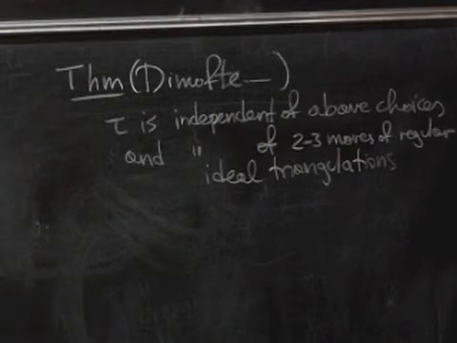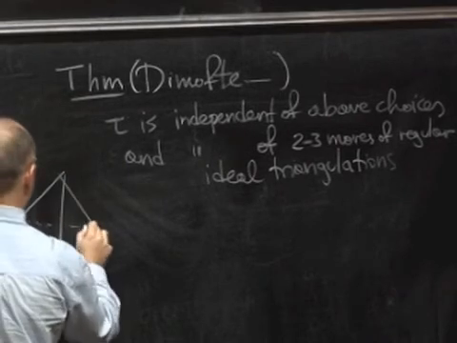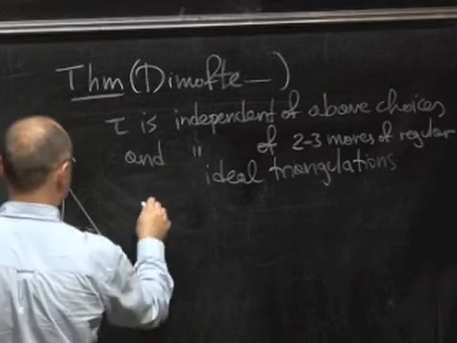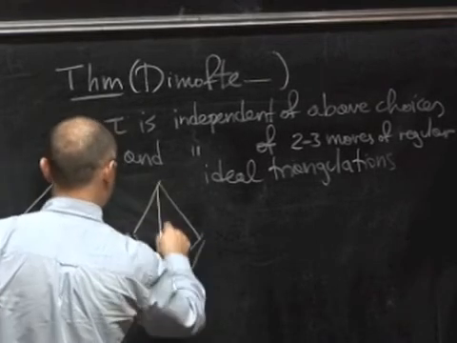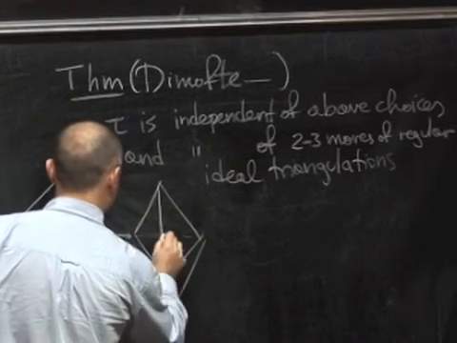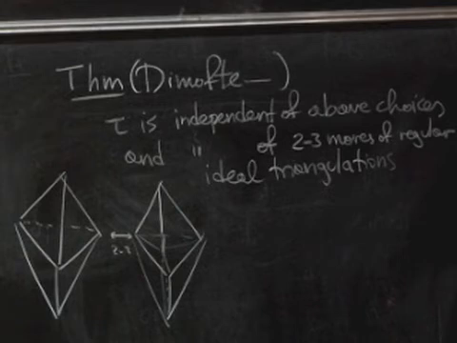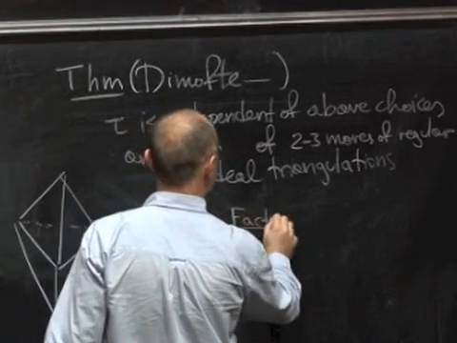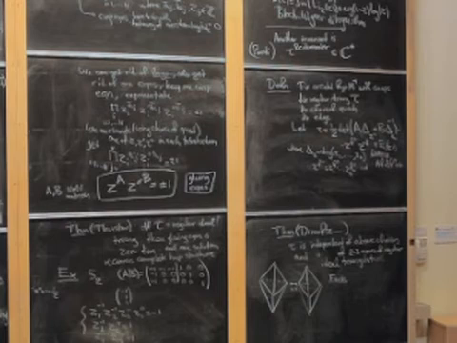Let me remind you what a 2-3 move is. It is a combinatorial move. These are combinatorially 2 tetrahedra on one side, and they are exchanged to 3 by putting this extra edge. Okay. So now let me tell you some facts about 2-3 moves. Regular means that if you write the gluing equations, they have a solution which recovers the complete hyperbolic structure.